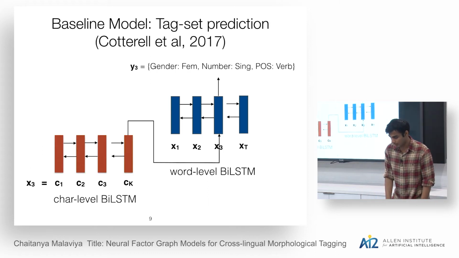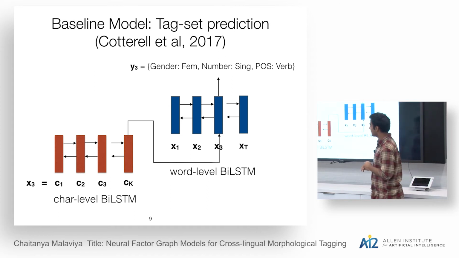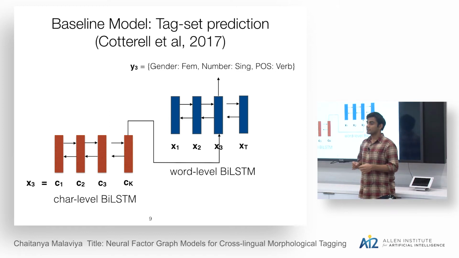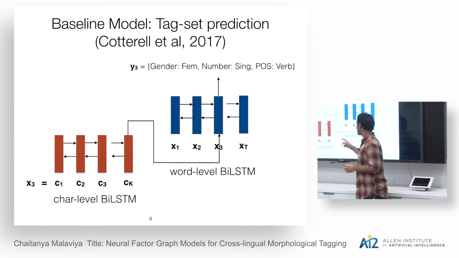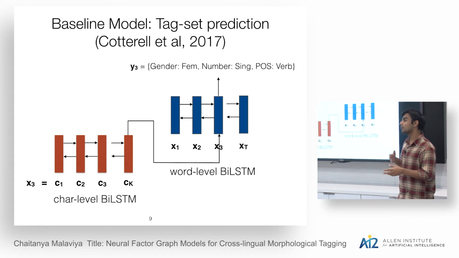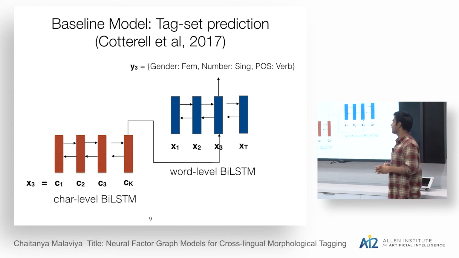And this is what the model architecture looks like. First, they use a character level BiLSTM to represent a specific word or token, and they extract this representation and then use it in a word level BiLSTM that generates the tag set at each time step. The reason for using a character level BiLSTM is that it can model morphology much better than word-based models. So that's why character level models are pretty common in morphological analysis. So this is what the baseline neural model looks like.